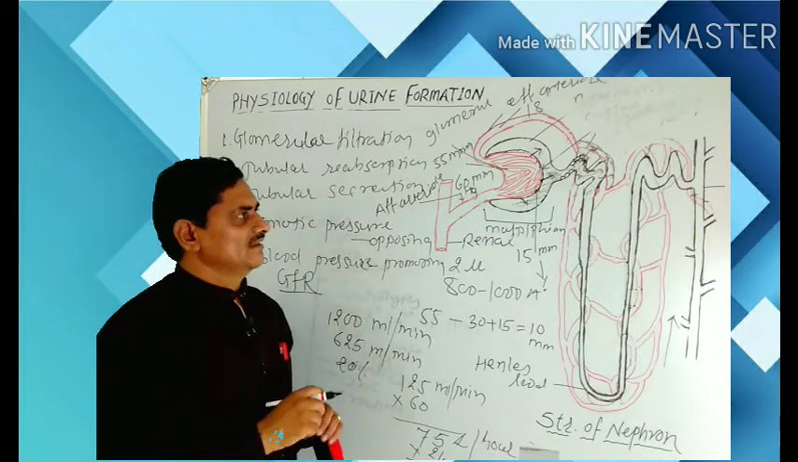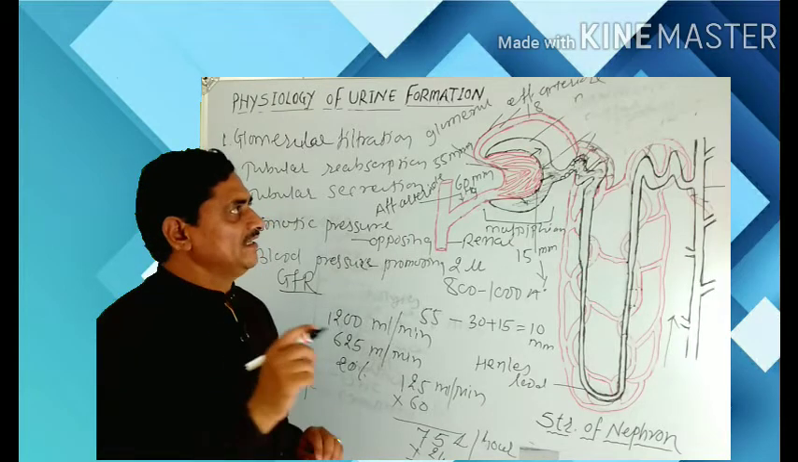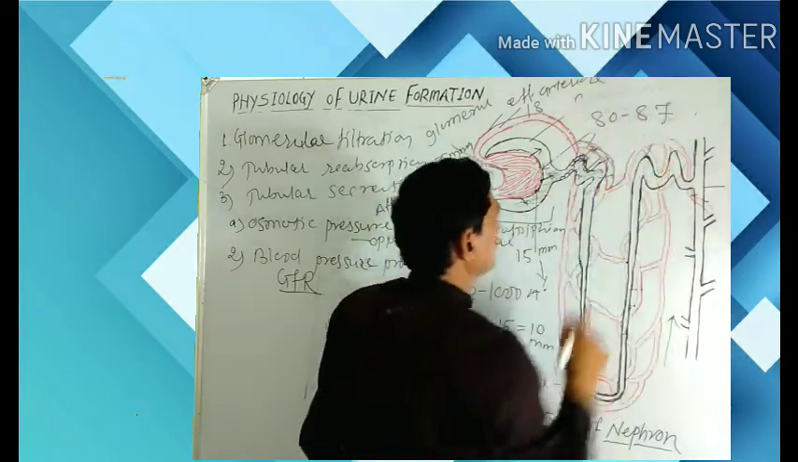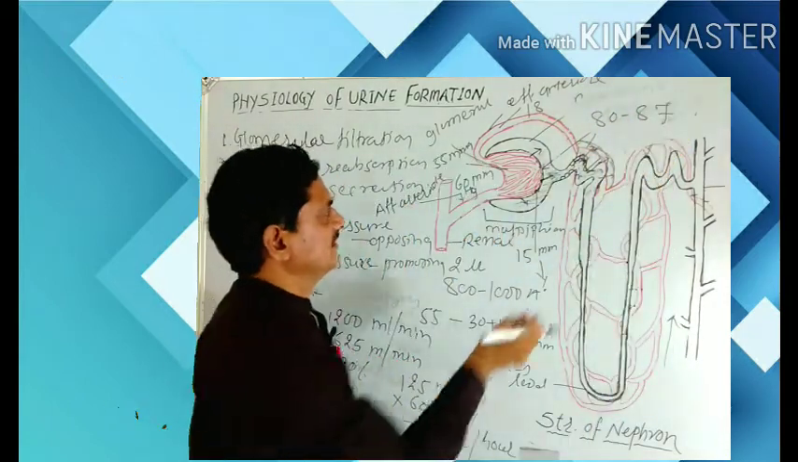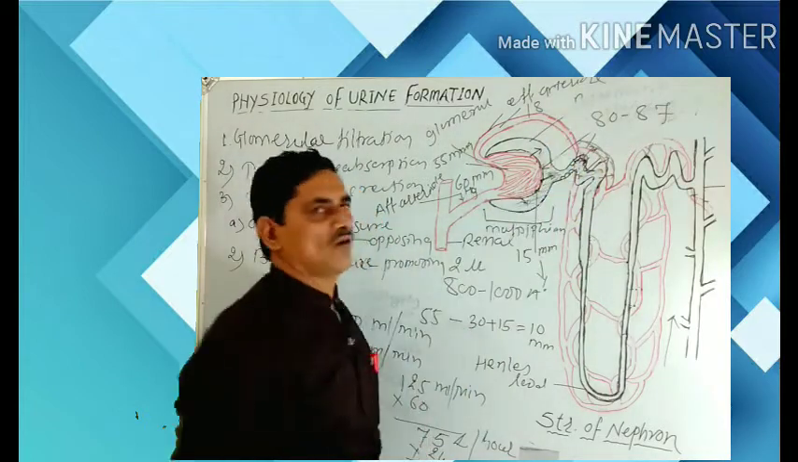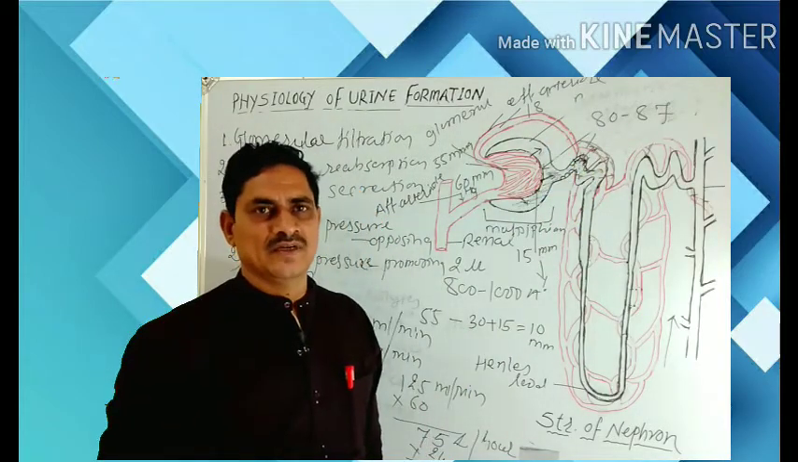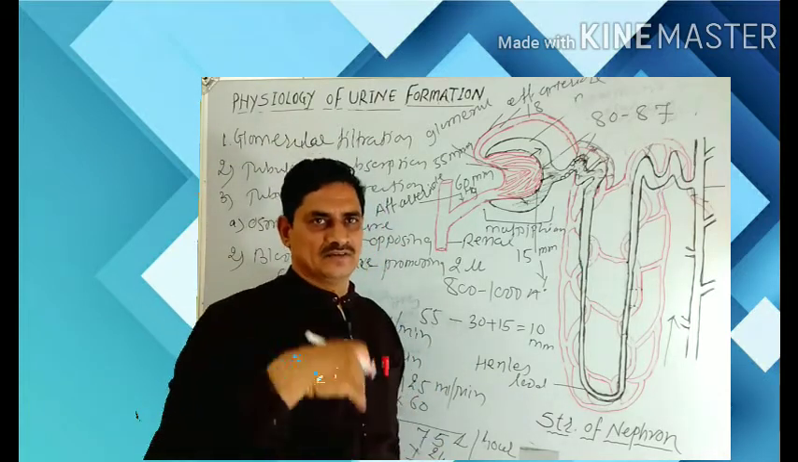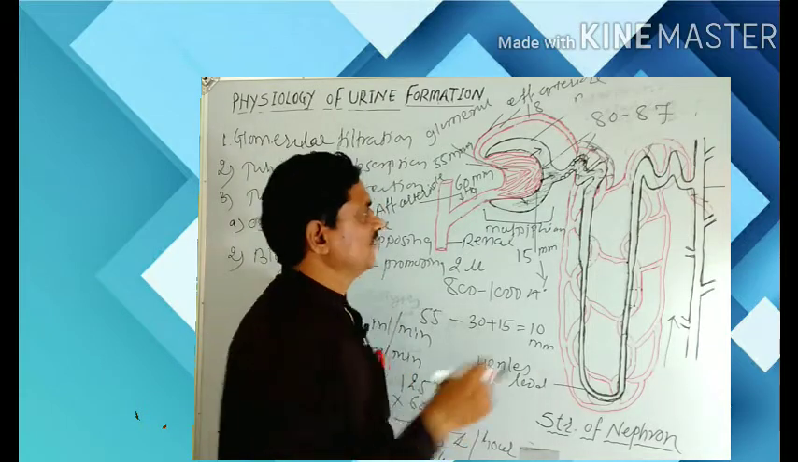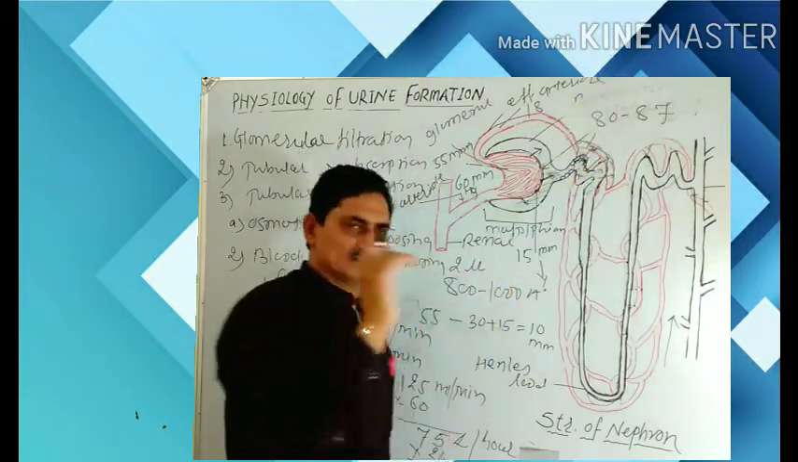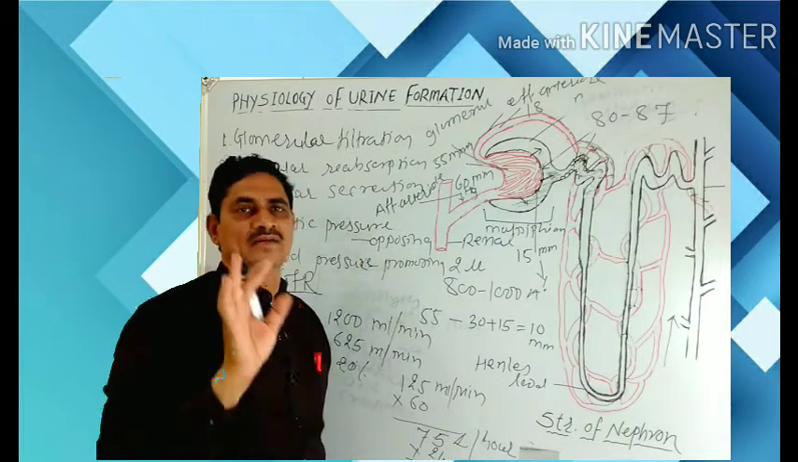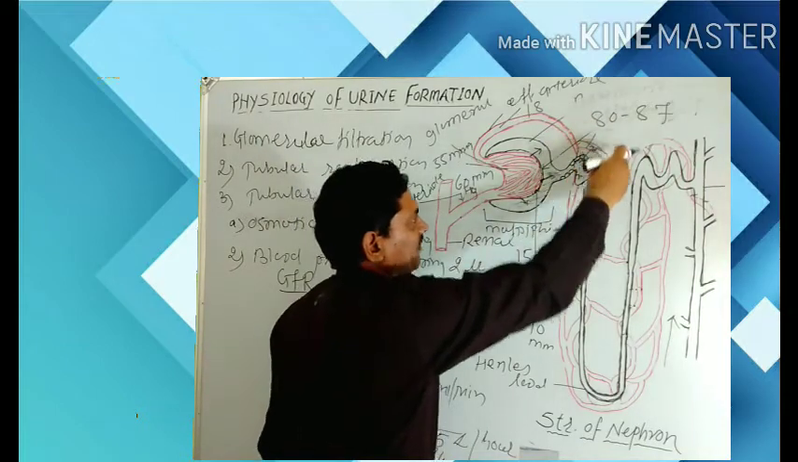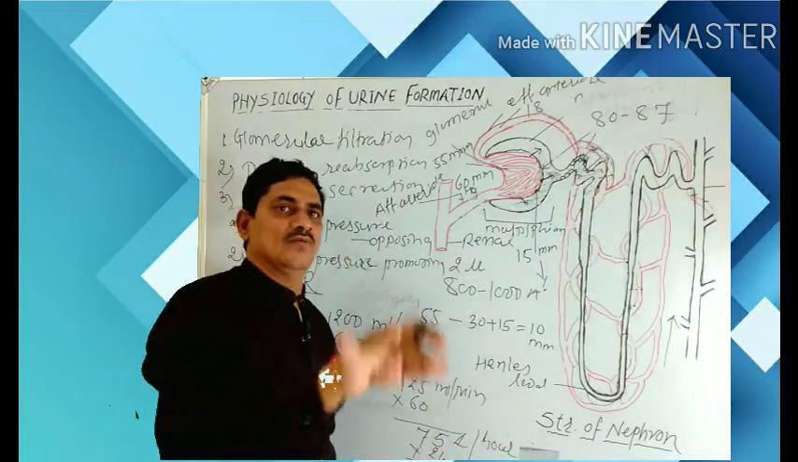Here, 80 to 87% of the useful substances are absorbed by the proximal convoluted tubule. Nearly all the glucose molecules, all the amino acids, all the vitamin C are absorbed, and 75% of water is also absorbed from the lumen and enters into the blood capillaries, or mixes into the blood.